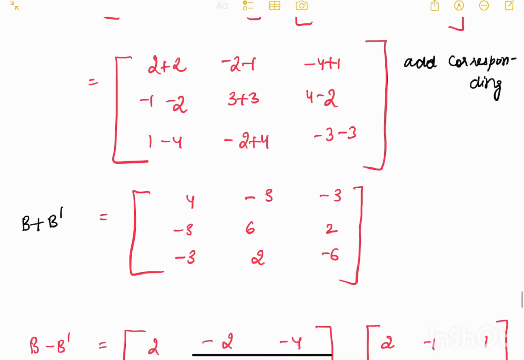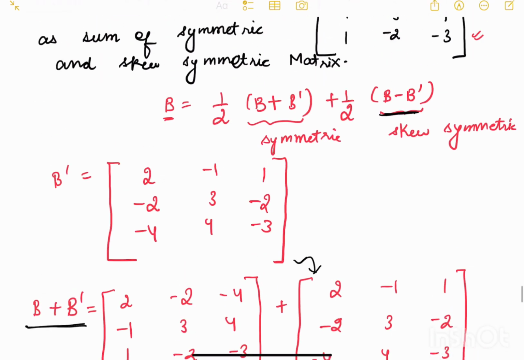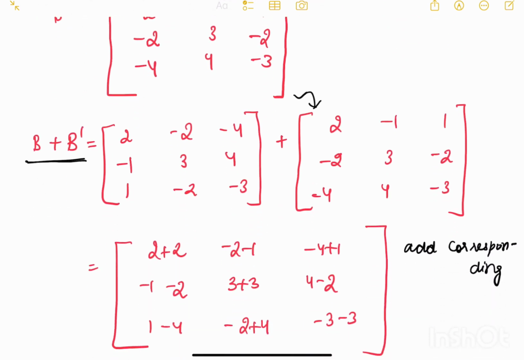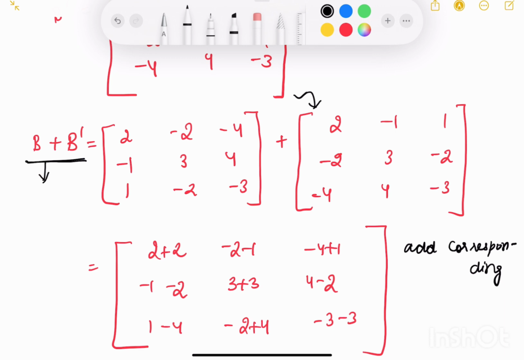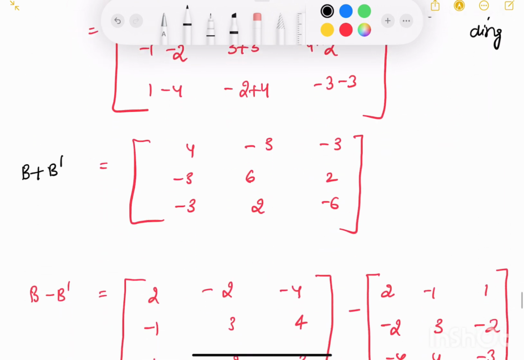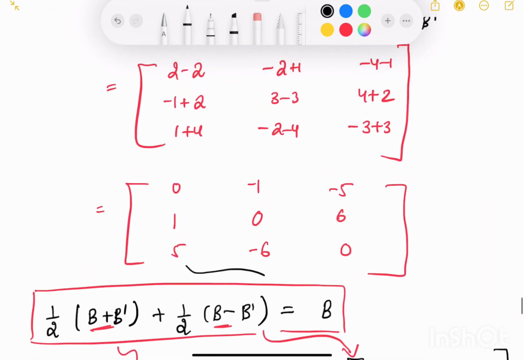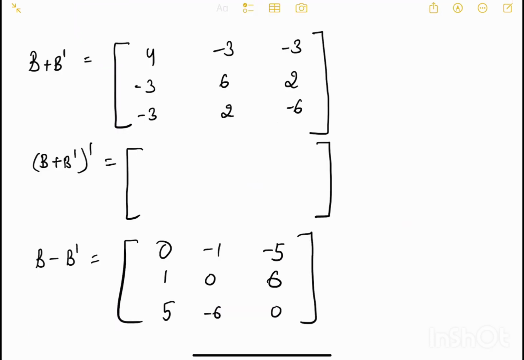Now that we have shown that the matrix B can be expressed as the sum of these two, the last step is that we need to check whether the sum B plus B dash, since this is the resultant matrix, is a symmetric matrix or not. And in the same way, I need to check whether my B minus B dash is skew symmetric. So just to confirm that this portion is symmetric, we will find the transpose of this matrix. If you don't know how to find the transpose, just go through my previous lecture, transpose and its properties, that is part 4.